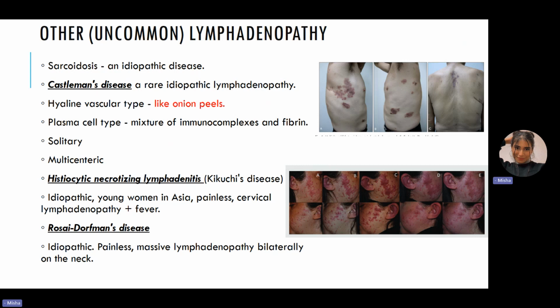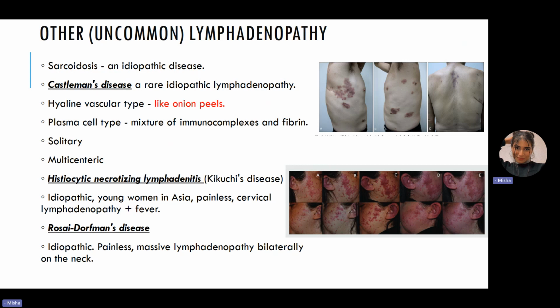And then we can talk about Castleman's disease. Now, these are very rare, but they can, however, ask you because there are some classical features of this kind of lymphadenopathy. For example, in Castleman's disease, they can actually have two forms, hyaline vascular type and plasma cell type. In hyaline vascular type, very, very important is that it looks like an onion peel. And plasma cell type is like a mixture of immune complexes and fibrin, and it basically can lead to anemia, polyclonal hypergammaglobulinemia, and hypoalbuminemia.